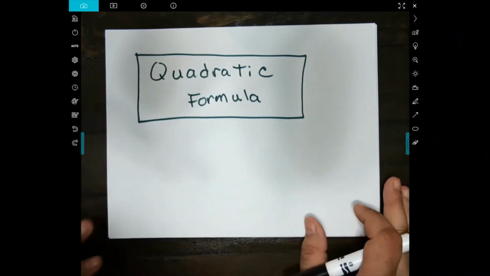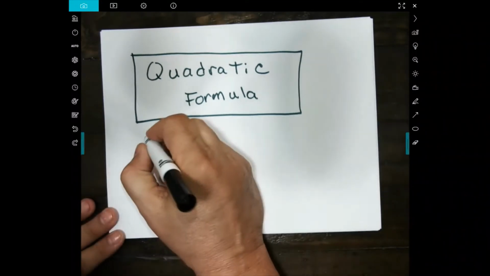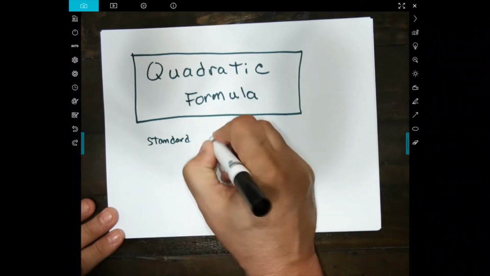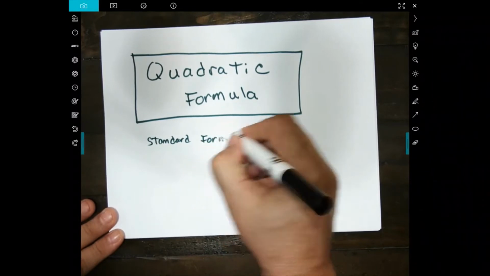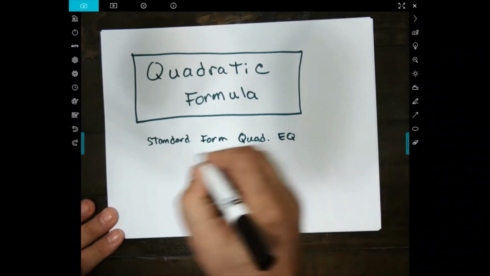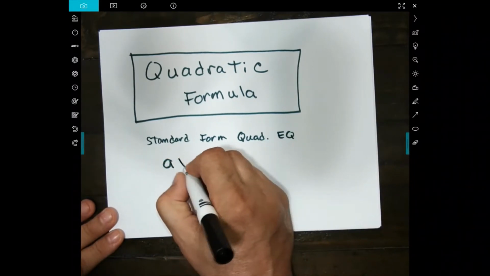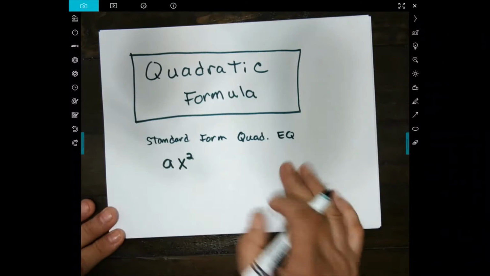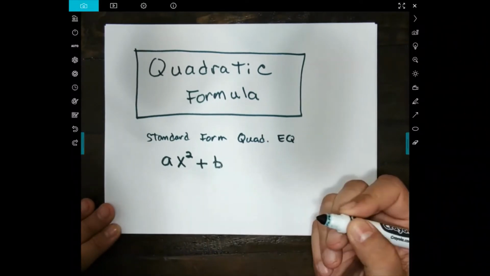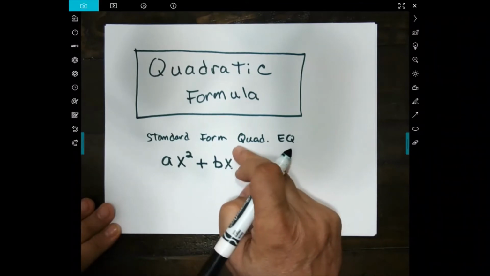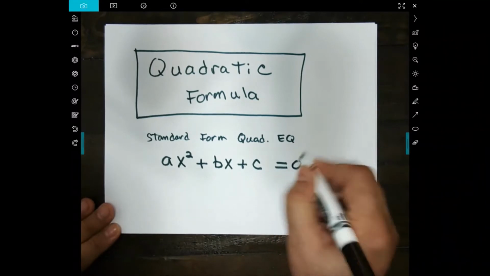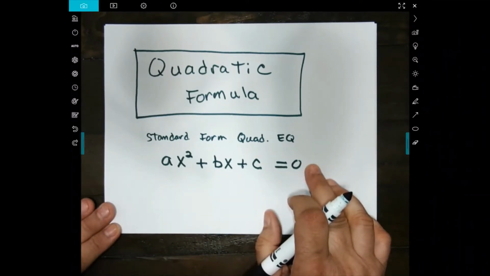We like to work in standard form, and if you recall, the standard form of a quadratic equation is ax squared, plus the coefficient b times the x term to the first power, plus some constant c, is equal to 0. Now you have to put it in this form.